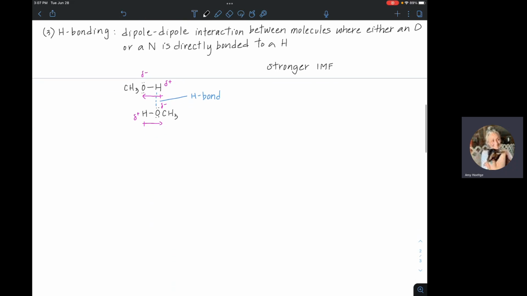The strongest intermolecular force of attraction is our ion-dipole interaction.